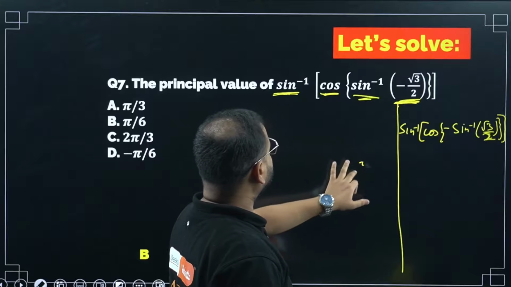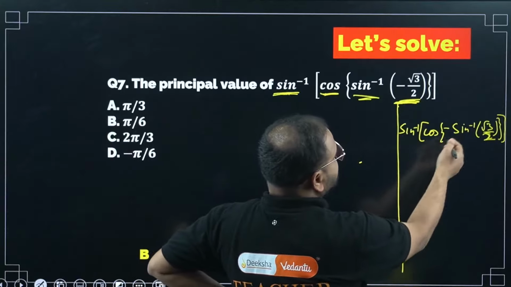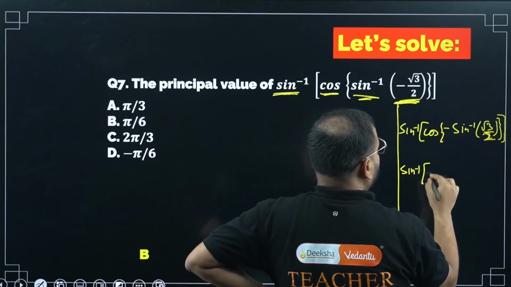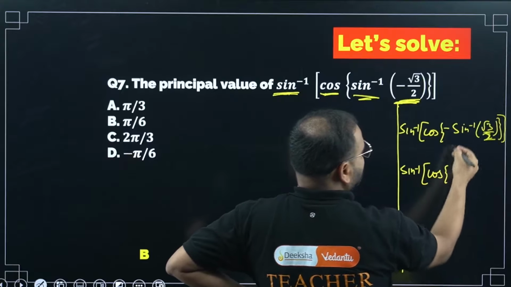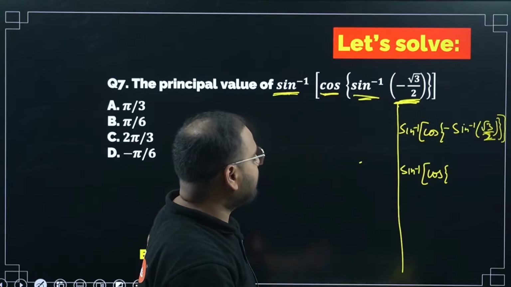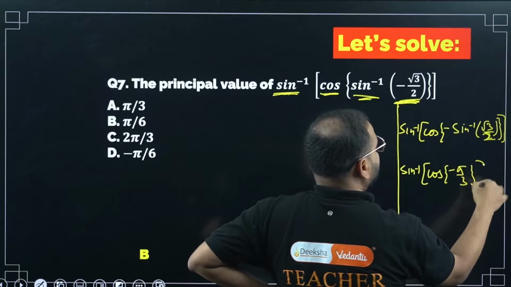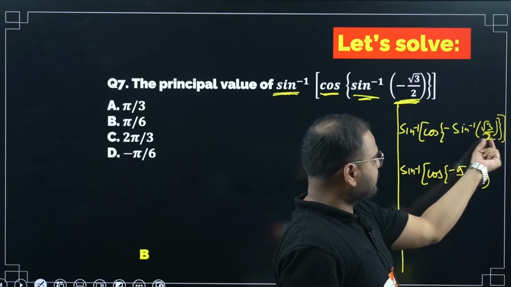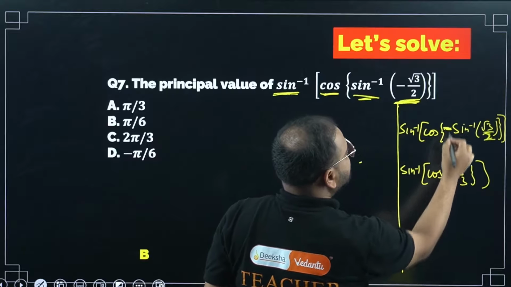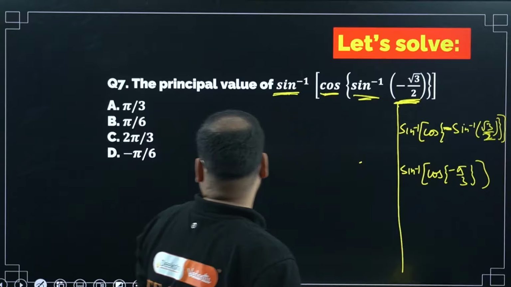Now, moving on. How can you simplify this? Sine inverse of cos, so this part will remain the same. This will become what? Root 3 by 2 is when sine is pi by 3. So I can write this as minus pi by 3, because this is sine pi by 3. Sine inverse of sine will be pi by 3, so minus pi by 3 because this minus sign is there. Now cos inverse of minus pi by 3. What is it?